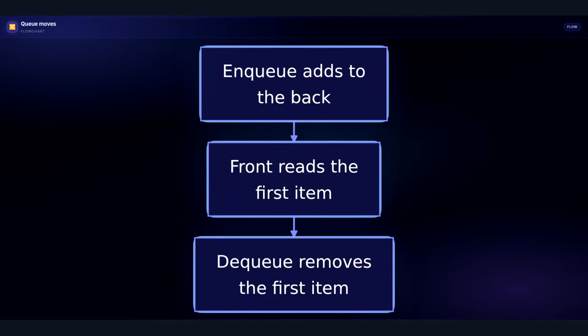The two ends do different jobs. Enqueue adds at the back, while front and dequeue work at the front. Because arrivals and departures happen at opposite ends, the earliest item always leaves first.